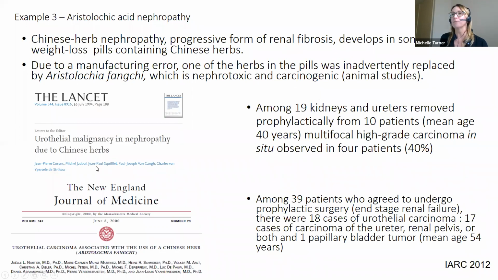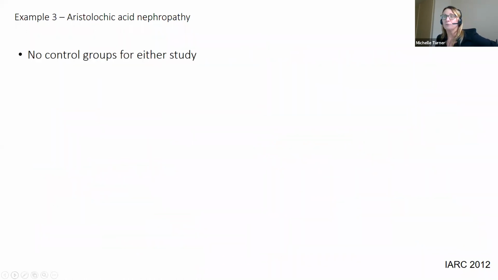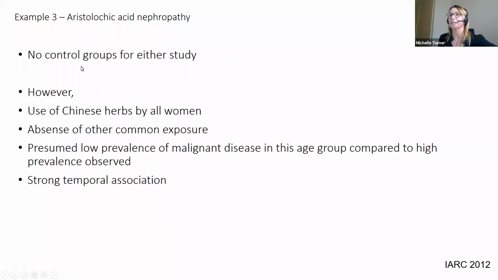And so these two groups of investigators identified mainly women who were undergoing kidney transplants with very advanced kidney disease and had their kidneys removed. They found in a very large proportion of these women evidence for cancer in these kidneys that were removed. Again, there were no control groups in either study. We just had the case series of these women with very advanced kidney disease.